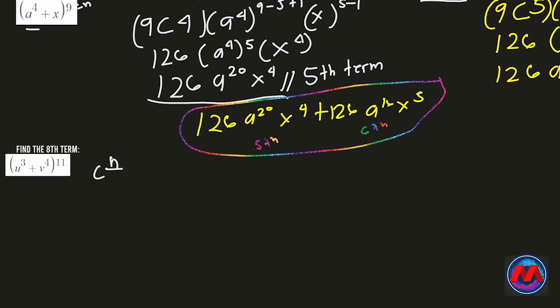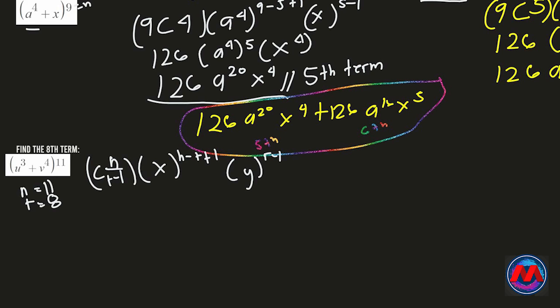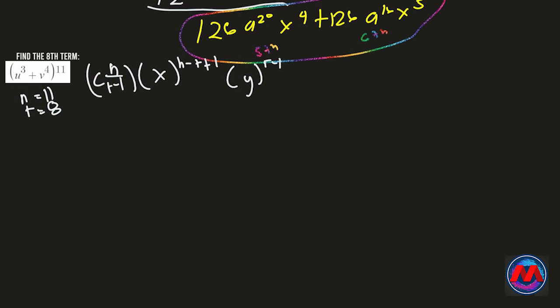And terms over r minus 1 multiplied to the first term raised to n minus r plus 1, and to the second term, that's y raised to r minus 1. So here we know that n is equals to 11 and our r is equals to 8 kasi 8th term yung hinahanap niya. So to solve for the r term, which is 8, we then substitute that. That's n, which is 11. R minus 1 is 8 minus 1. Combination of 7. Yeah. Times x.